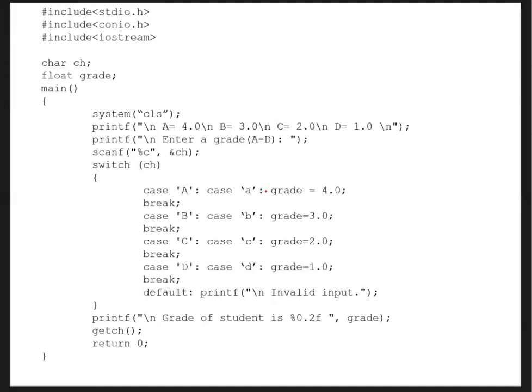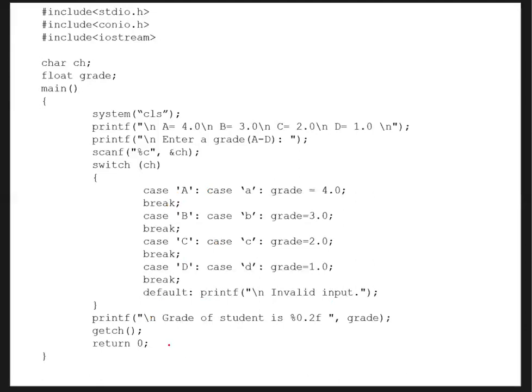Okay, and after the colon here, you write your statement, what will happen if it is true. So grade is equal to 4.0, and then break. The same also for case B, uppercase and lowercase, that will be equal to 3.0. For C, it's 2.0. For D, it's 1.0. And if the value is not equal to any of the cases here, it will print the default, which is invalid input. Okay, and then it will print the grade of the student, and then it will terminate.